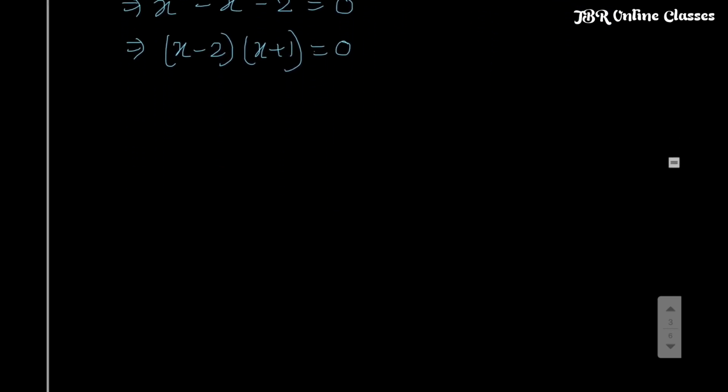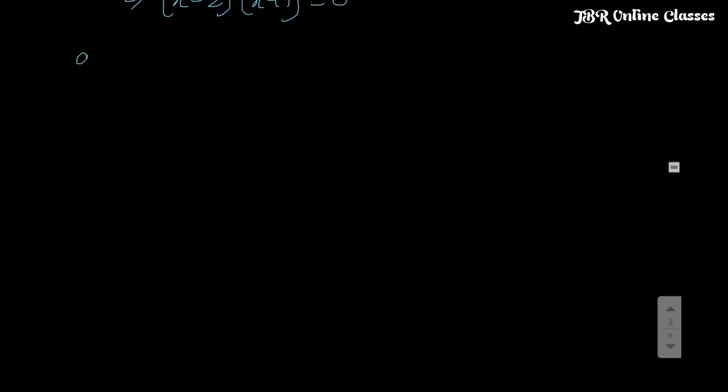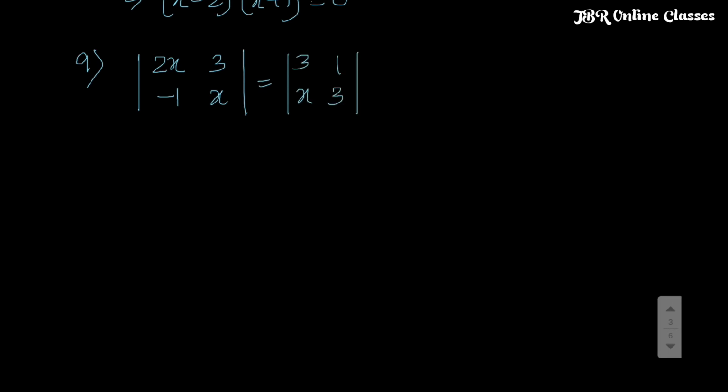Now next one, sum number 9. Here in sum number 9, x belongs to I, that means integers. So here the determinant is 2x, 3, minus 1, x, and that equals 3, 1, x, 3. Now find the values of x. So find out the values. It will be 2x square and then plus 3, because here 1 is negative.